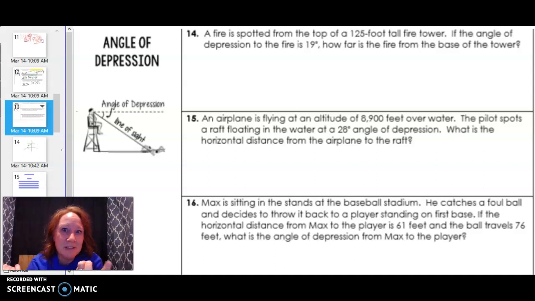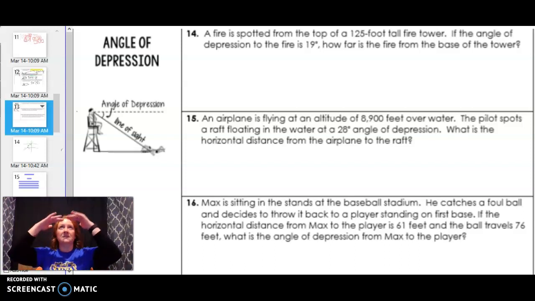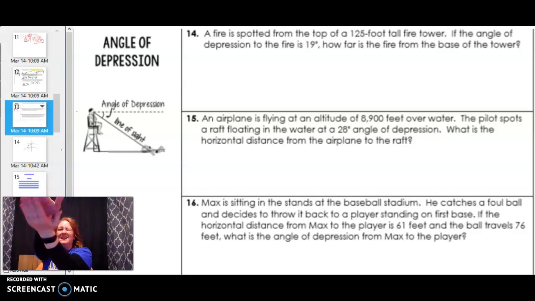Have you ever climbed a fire tower? Well, what happened was the fire people, or the forest ranger, could stand at the top of the fire tower, and they could look out all around, and they had an angle measurer, and depending on the angle measure, they could figure out how far away the fire was.